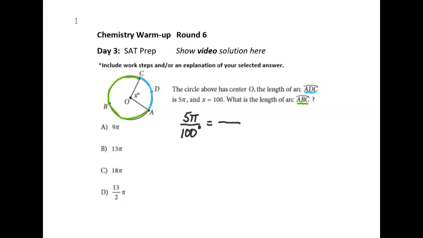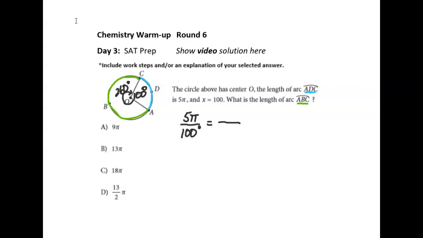Additionally, if the central angle x is 100 degrees, then this angle going around to here is 260 degrees, because together those two angles create a full 360 turn around point O.